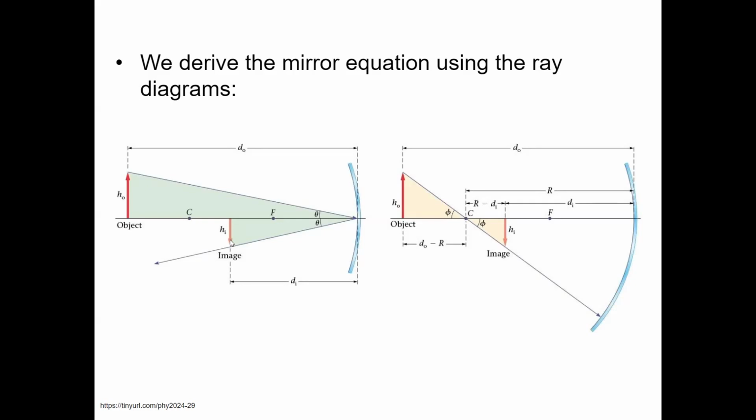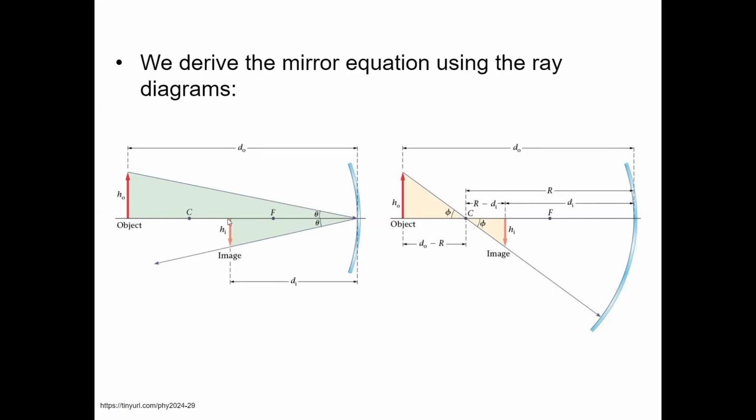Let's call the distance from the object to the mirror DO. Let's call the distance from the image to the mirror DI. The height of the object is HO, and the height of the image should be HI. You can see here, if this ray hits the mirror, it is reflected back and goes to the image over here. So this angle, according to the law of reflection, theta should be equal to theta.